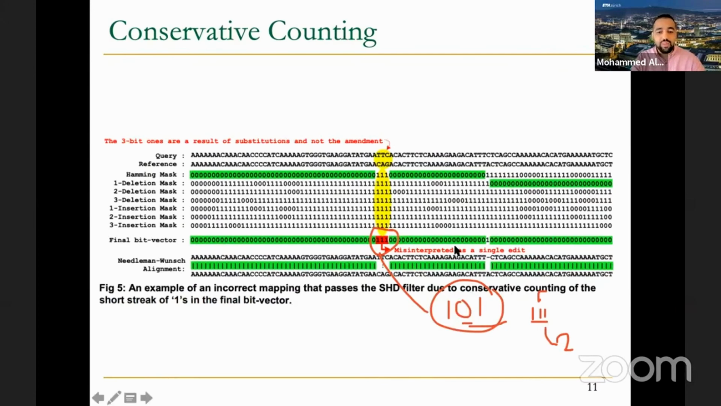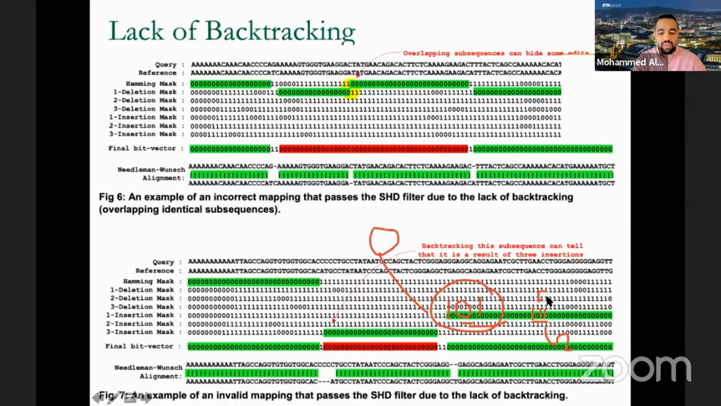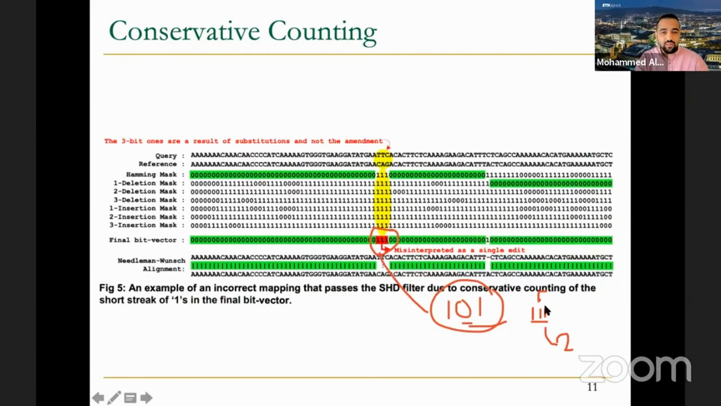But still, sometimes we are replacing a correct one, right? So it might not be a result of amendment. The change happening over there might not be 0, might be 1, in fact, right? So here we are trying to do underestimation. Underestimation is always good for us because overestimation will lead to falsely rejecting the correct sequences.